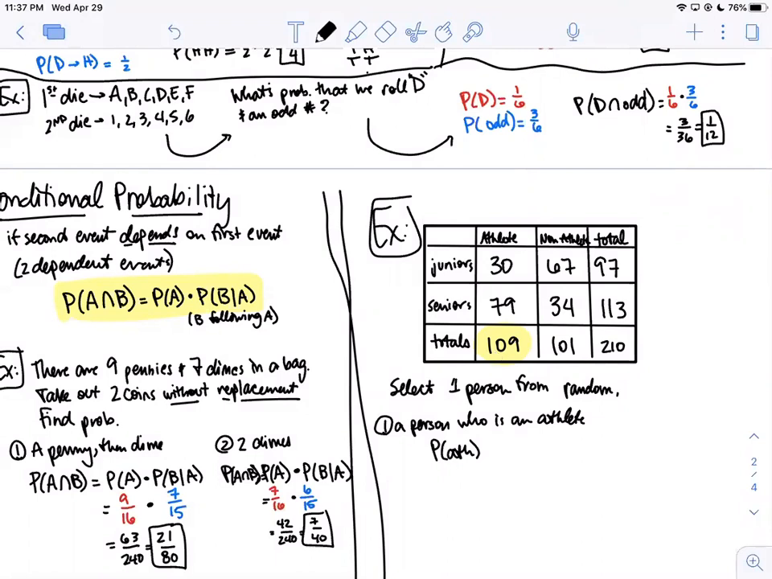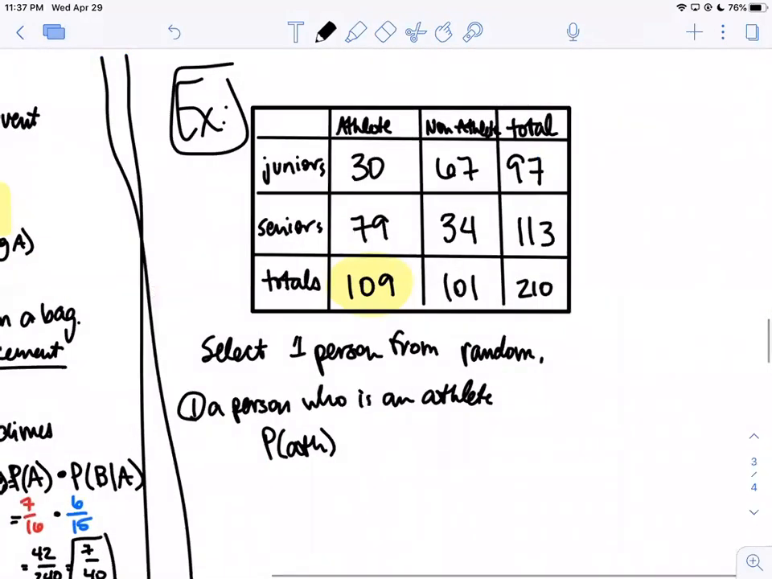Okay, so I've got this chart. We made this chart together, I hope. And now we're going to do examples of choosing one person from a different group each time. So this first one was we're selecting a person at random. The person we're selecting this time is an athlete. So I'm finding the probability that we have an athlete out of these surveyed 210 people.